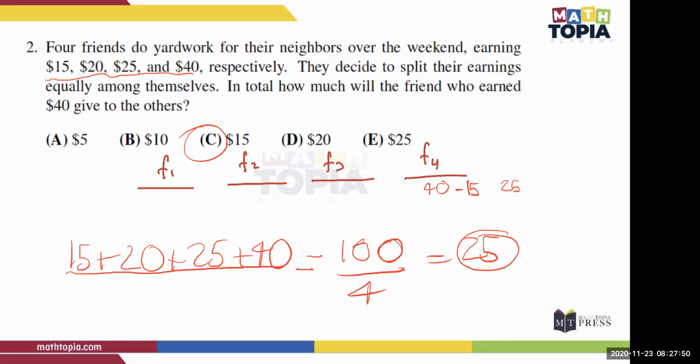That's good. Then maybe friend 1 receives how much money? Friend 1 gets $25, but he had 15. He'll get plus $10. Friend 2 will get $5 because he had 20. And friend 3 will not get or lose any money. He already had $25. Good. Very nice explanation. Thank you.